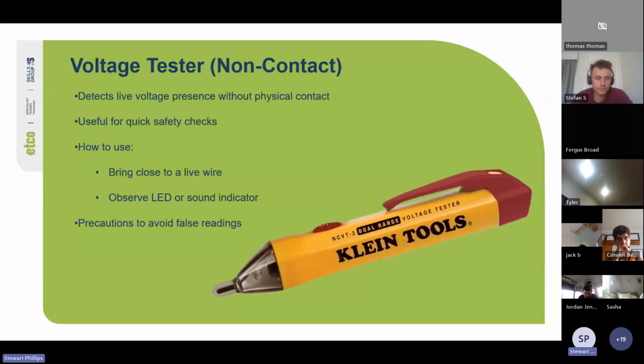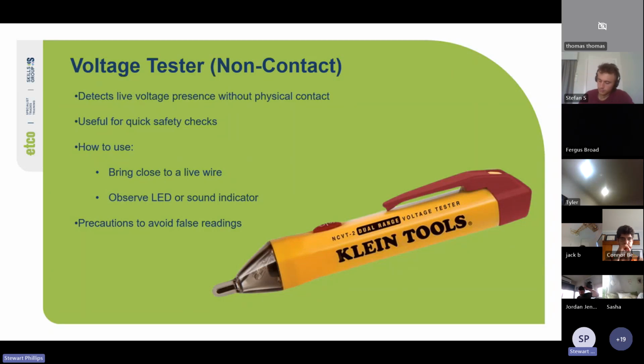Cool. So, voltage tester, non-contact. It detects live voltage present without physical contact. It's useful for quick safety checks. So how to use it? You bring it close to a live wire and observe the LED or sound indicator. Precautions to avoid false readings.